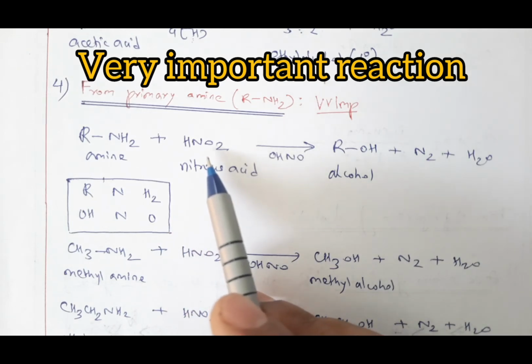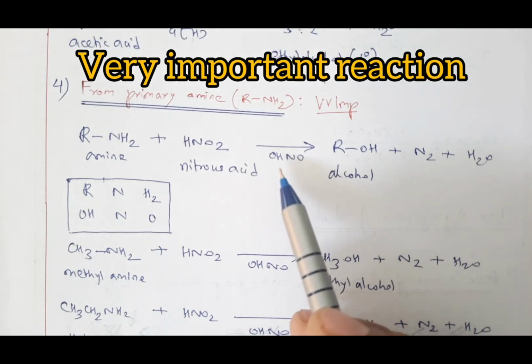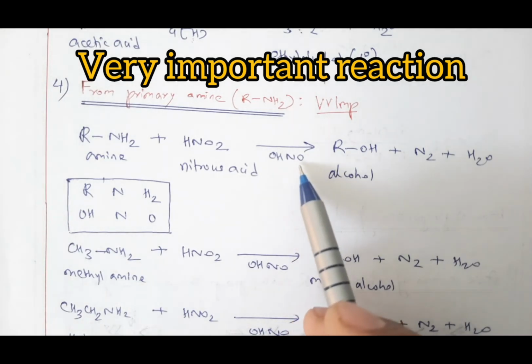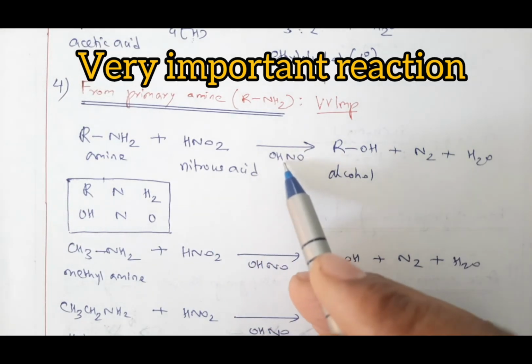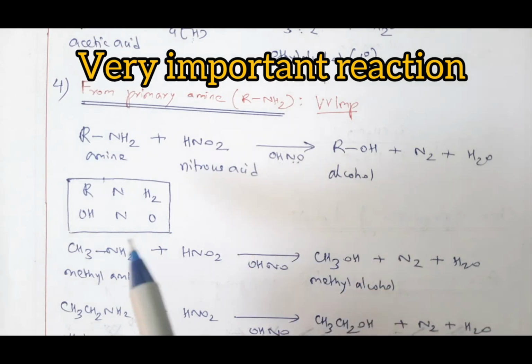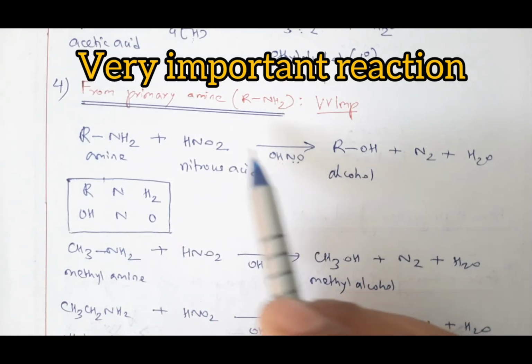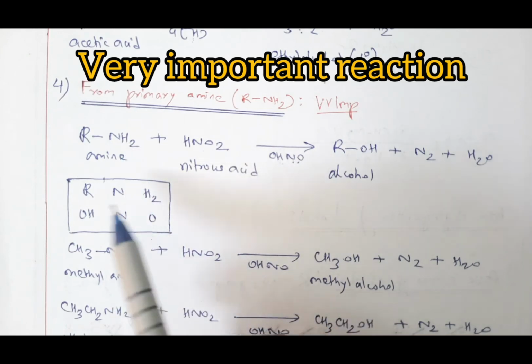So do remember, nitrous acid can be written as ONO. See here, ONO means HNO2. This is how you break nitrous acid. Now this nitrous acid can be broken this way, and this is the nitrous acid which is going to react with amine in this pattern.